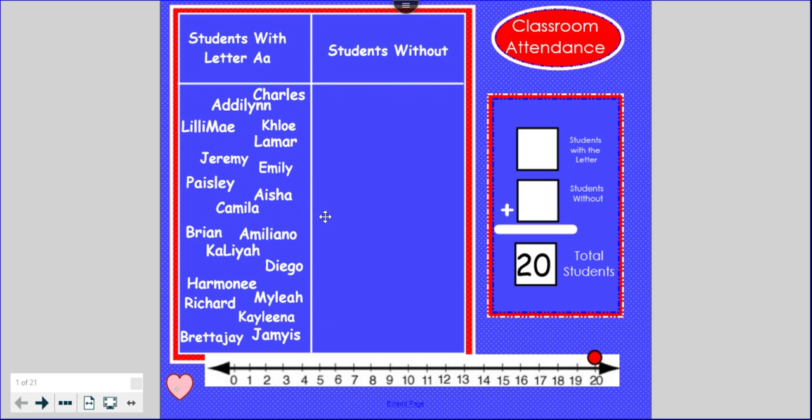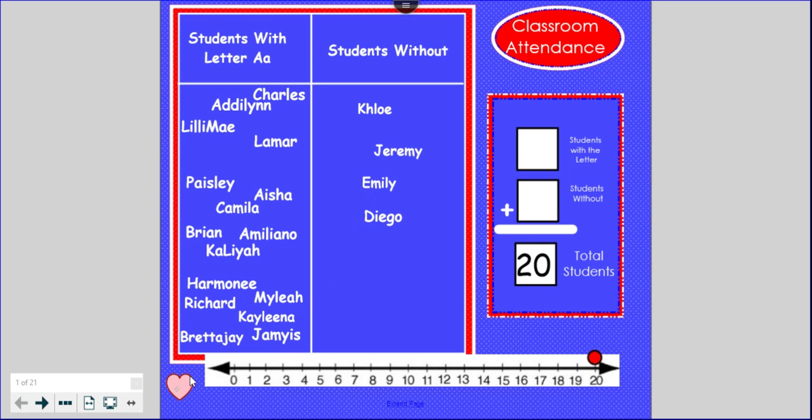All right, let's look around and see who has the letter A and who does not have the letter A. I see Charlie has an A, Adeline has a letter A, Lily Mae has a lowercase. Oh, Chloe doesn't have any letter A's. Let's see, Lamar has two. Jeremy doesn't have any letter A's. Let's see, Emily doesn't have any letter A's. Paisley has a lowercase. Aisha has upper and lowercase. Camila has two lowercase. Brian has an A. Emiliano has uppercase and lowercase.